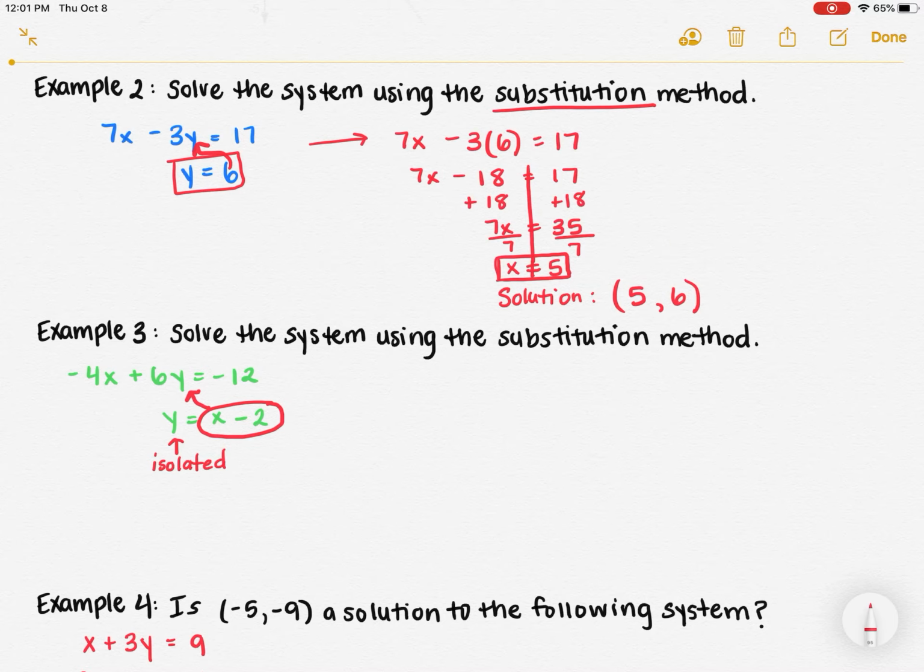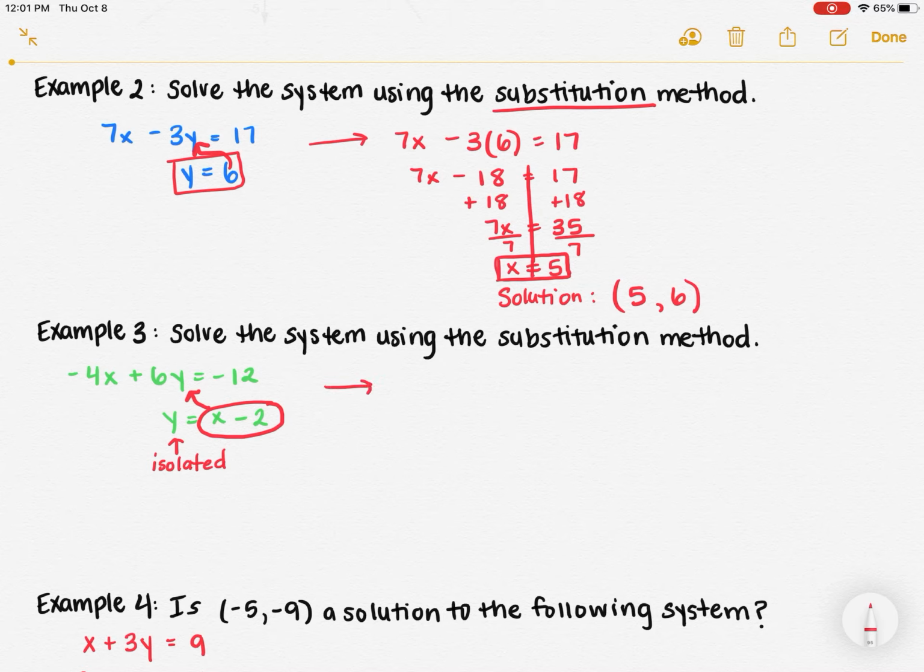So just to say that one more time, I already have an equation with one of the variables isolated, and in this case, that's y. Y is by itself, and it's telling me y is equal to x minus 2. Now, just because it's not telling me y is equal to a number doesn't mean I can't substitute. It's telling me y is equal to an expression, x minus 2. I can still take that expression and substitute it in for y in my first equation.